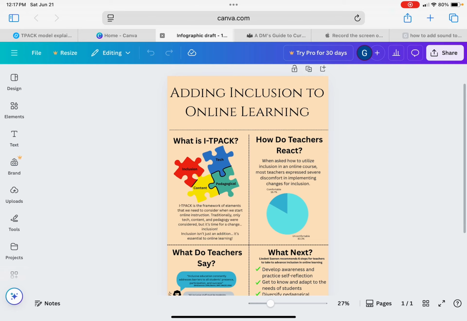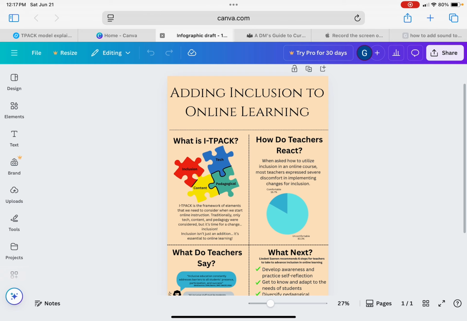So this is my infographic based off of a resource and study on including inclusion into online learning, specifically to the TPACK framework, adding inclusion as an integrated part of technology, content, and pedagogy.